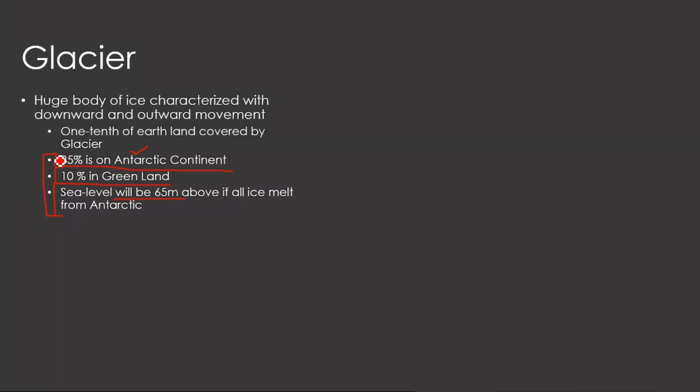Okay, so what we are going to discuss is what these glaciers are doing on the surface of the earth, what kind of erosional and depositional features they produce, and how we identify them.